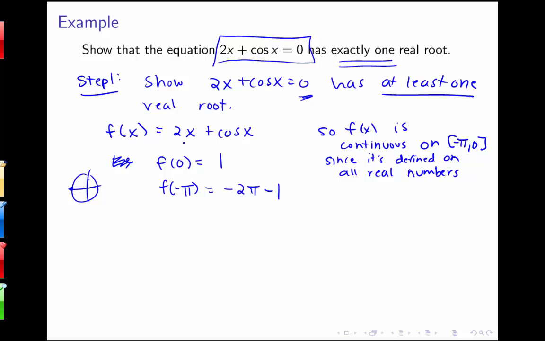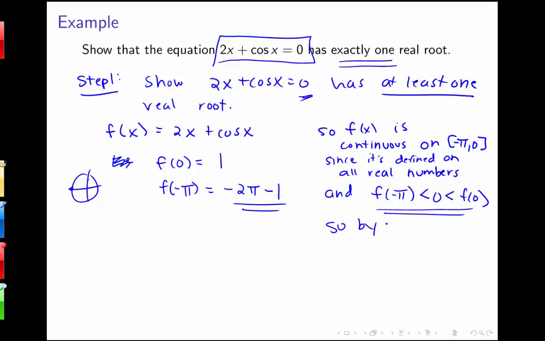So its domain is all real numbers, and this is a combination of just a polynomial and a trig function, so that's going to be continuous on its domain. So it's continuous on this closed interval. And we have f of negative pi is negative 2 pi minus 1, which is less than 0, which is less than f of 0. So remember, this is one of our conditions of the intermediate value theorem.